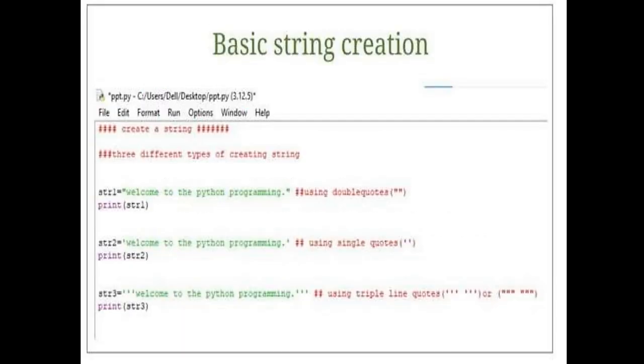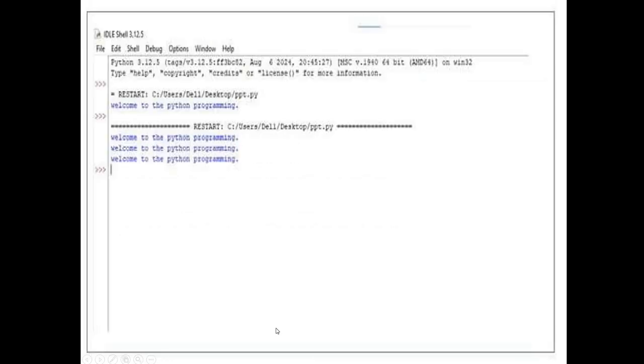So, basic string creation. Here we assign a string to a variable: str equals "Welcome to the Python programming" using double quotes. print(str) will print "Welcome to the Python programming". String 2 is in single quotes, or we can use triple single quotes or triple double quotes. All will display "Welcome to the Python programming" as the output of this program.